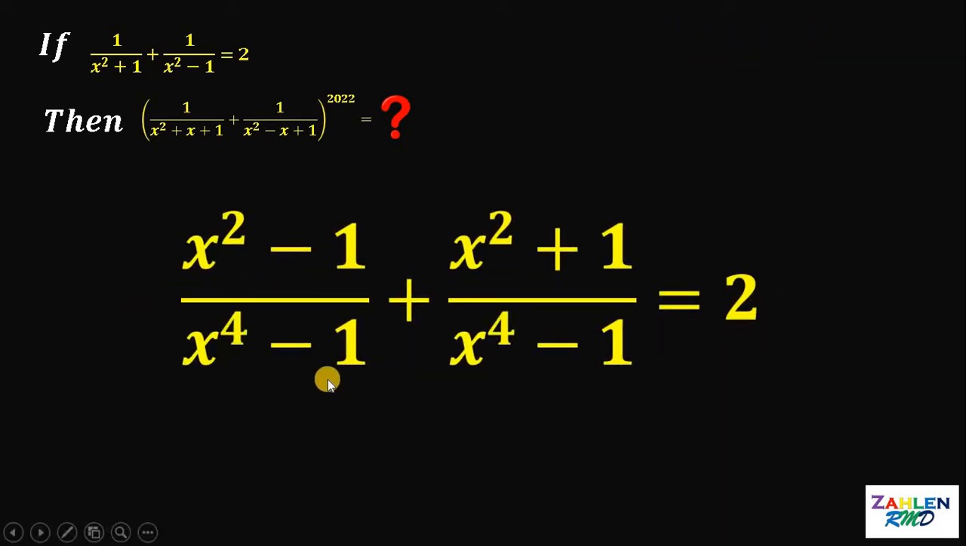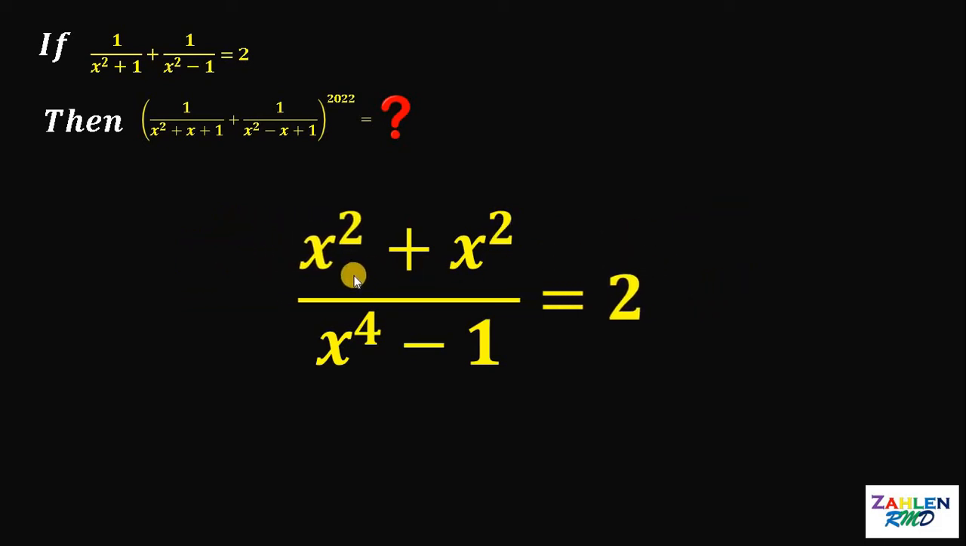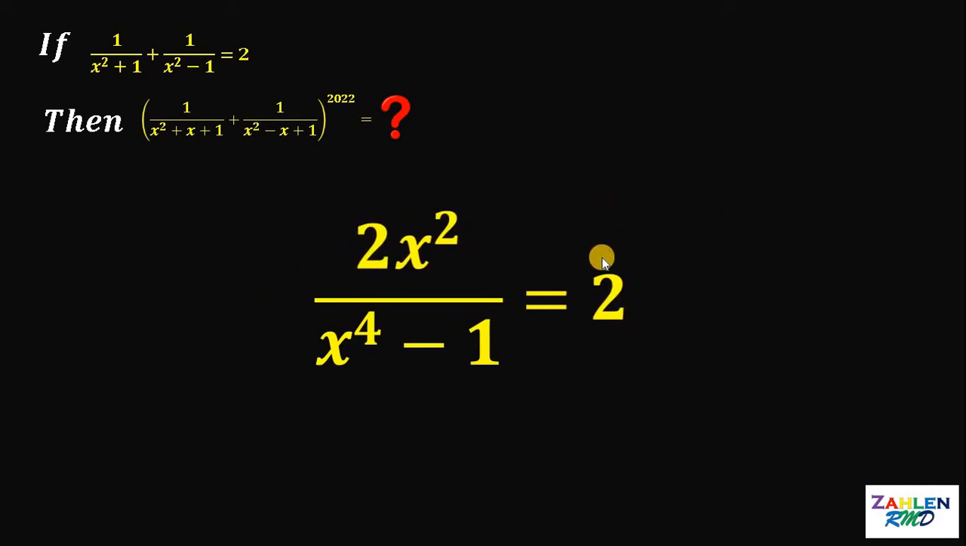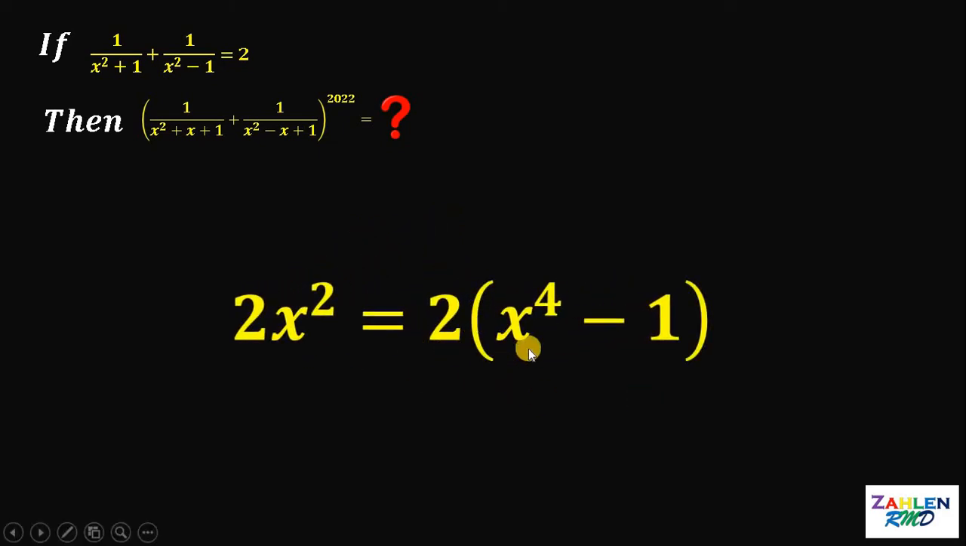Now at this point, we can combine these two fractions. We get (x² − 1 + x² + 1). Negative 1 and positive 1 cancel out, and x² plus x² gives us 2x². Now multiply x⁴ − 1 on both sides, and we have 2x² = 2(x⁴ − 1).